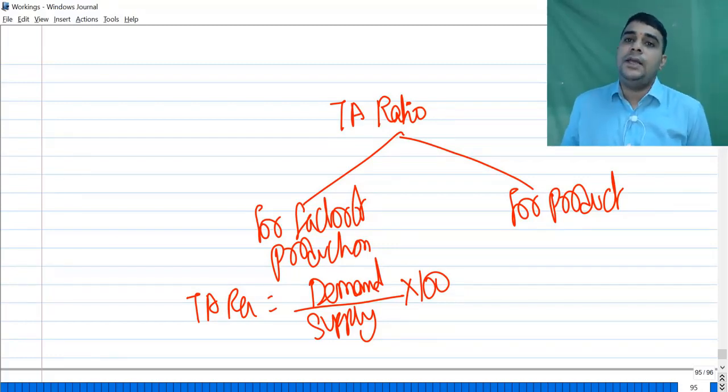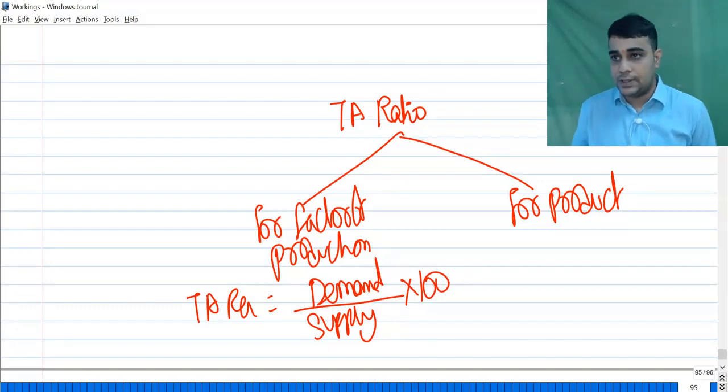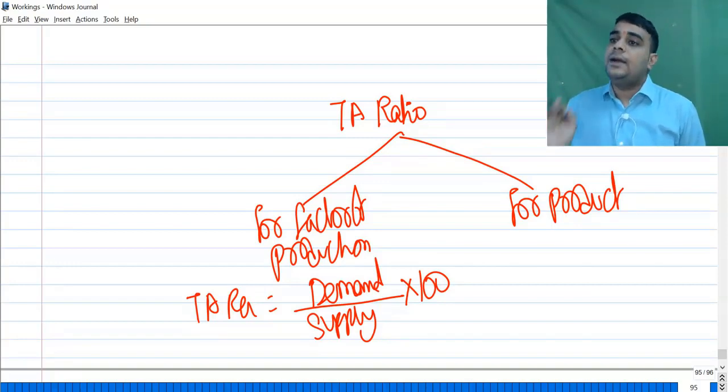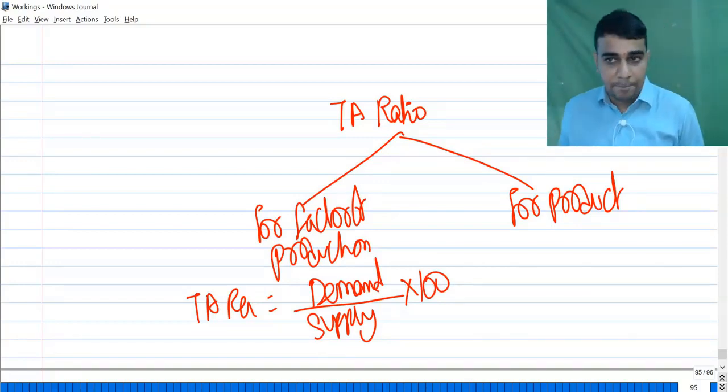So if the TA ratio is more than 100%, it could be for men, could be for material, could be for machine, could be for money. In men it could be labor, department A, department B, department C, it could be anything. The formula is simple, demand divided by supply.